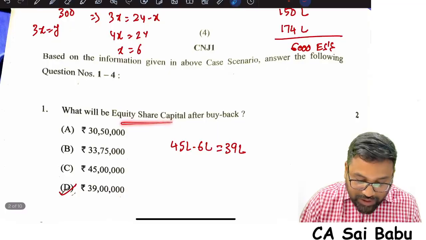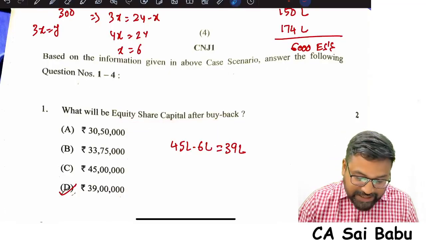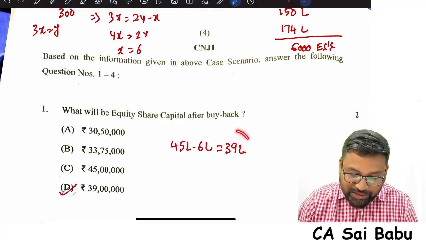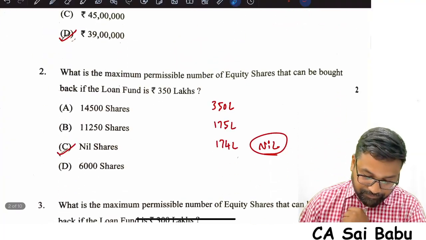So the first question is, what will be the equity share capital after buyback? Existing 45 minus 6 lakhs because of the buyback. So it will be 39 lakhs. Okay.